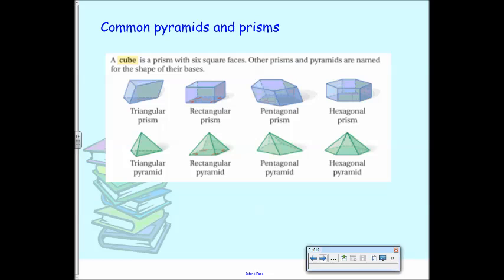Same thing for all those pyramids down there. The base is a triangle, a rectangle, a pentagon, or a hexagon, but then it meets up at a common vertex. Could you have an octagonal prism? Yes. Could you have a nonagonal prism? Yes. Could you have a 14-agonal prism? Yes. It would just be 14-sided bases, and then all the faces would connect it.